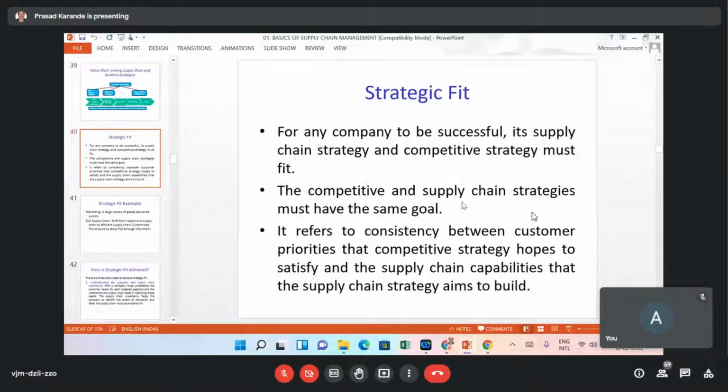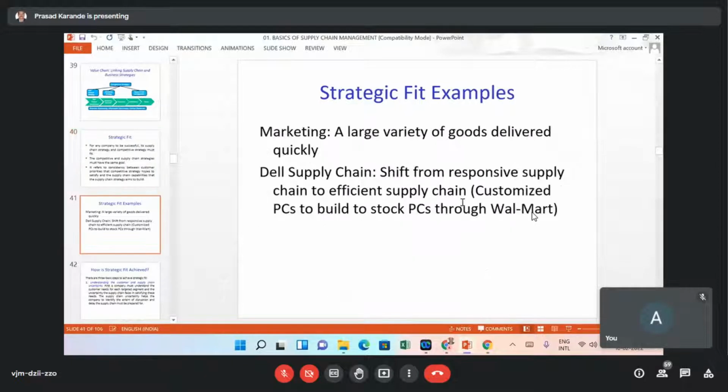So this is what is expected in strategic fit. If this objective is decided, then we have to see how this can be achieved. Now, in order to have a strategic fit, you need to change some of your strategies whenever required. As we have seen in this example, Dell had changed.